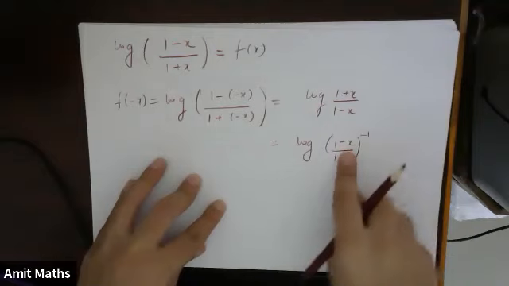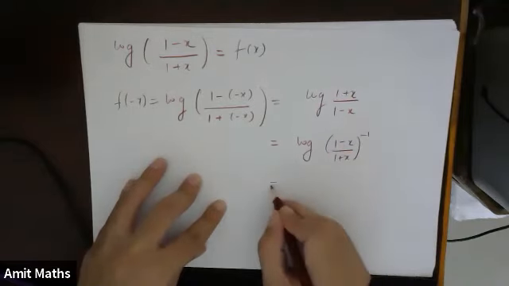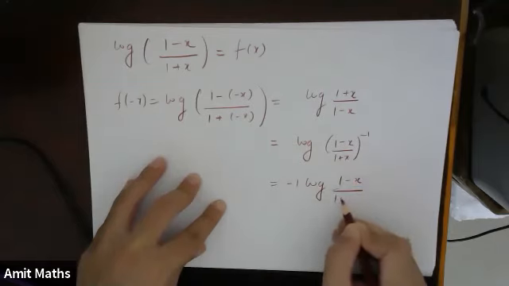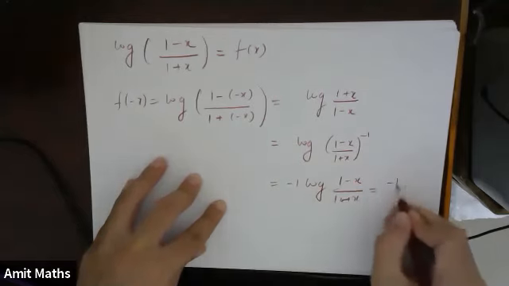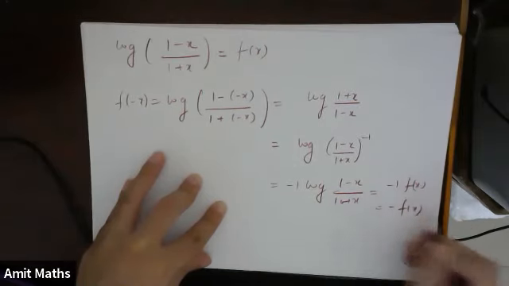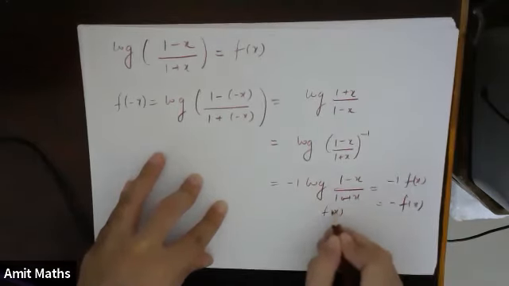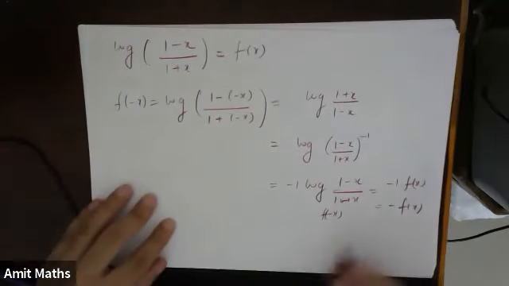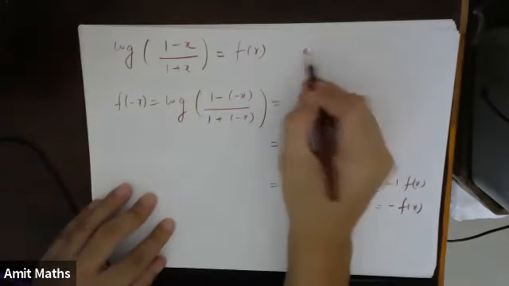This is the inverse of this. So the minus 1 can come outside. So this is minus 1 into log of (1 minus x) upon (1 plus x), which is nothing but minus 1 into f of x, or minus of f of x. So I'm getting f of minus x is equal to minus of f of x. So that means the second one is an odd function.